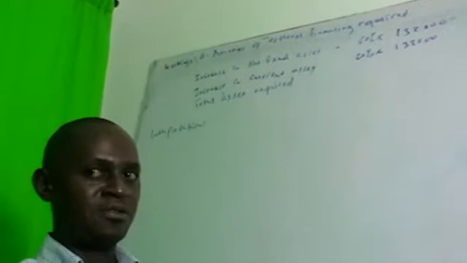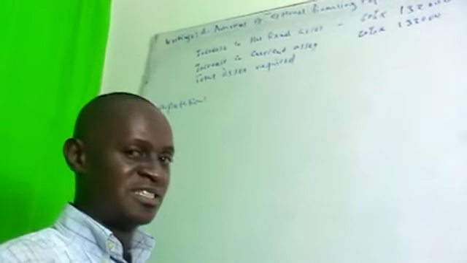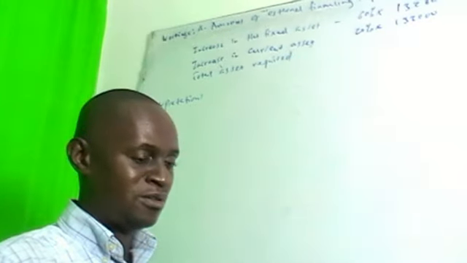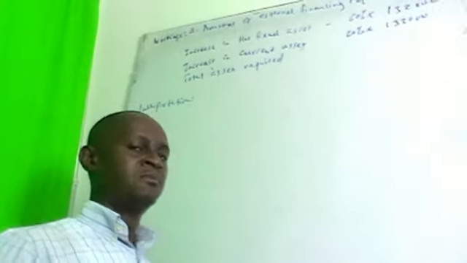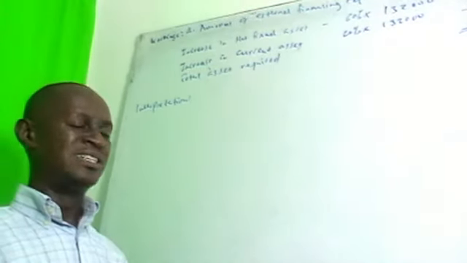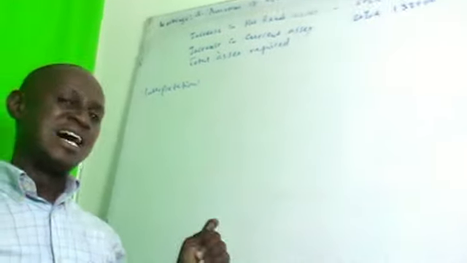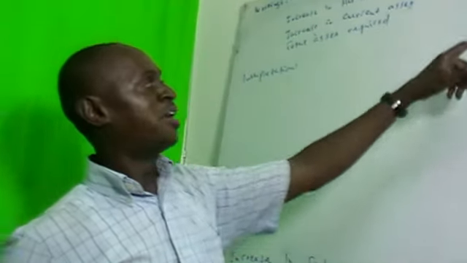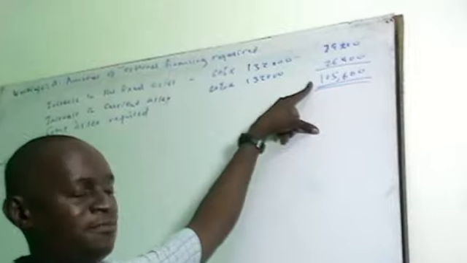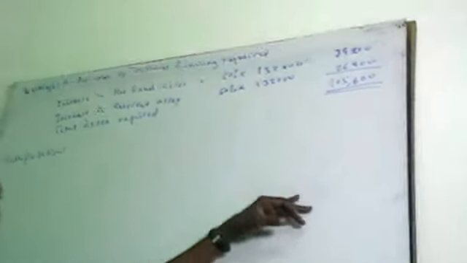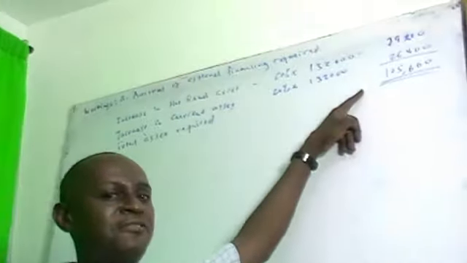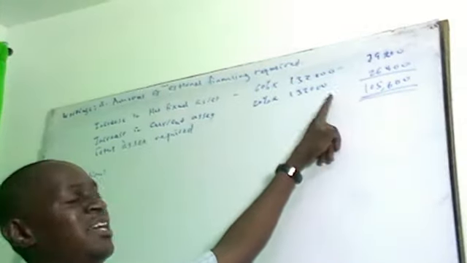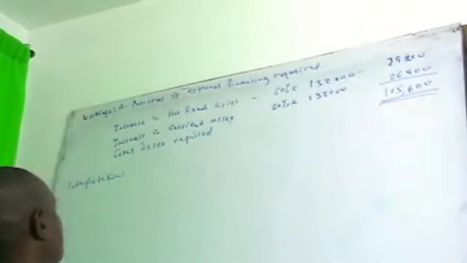The company is operating at full capacity, hence the increase in sales is not as a result of inflation, but it is increase in production. So if it is increase in production, it necessitates the acquisition of additional fixed assets. Now in this case, the additional fixed assets which are going to be required will be amounting to shillings 105,600. Now the next thing which we need to ask ourselves is, where will this money come from? That is the question we need to answer.